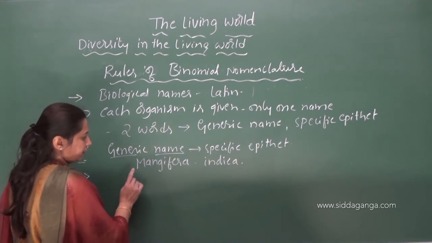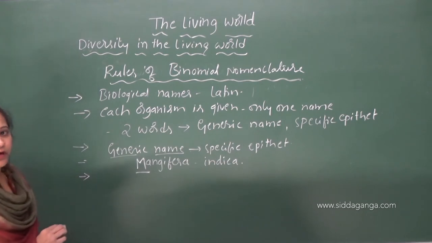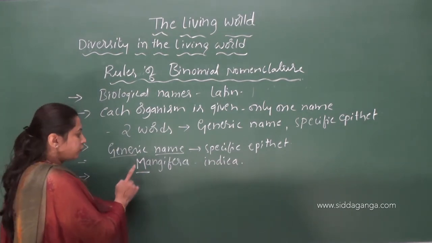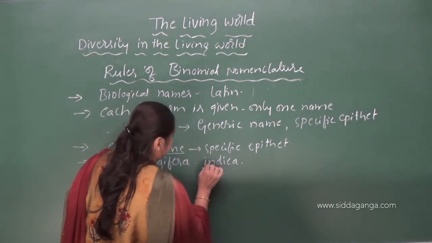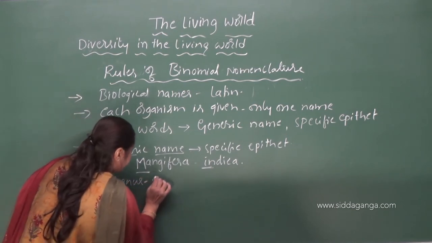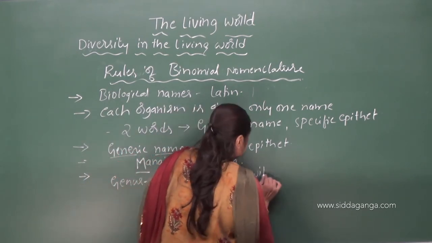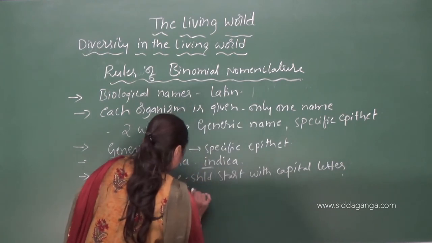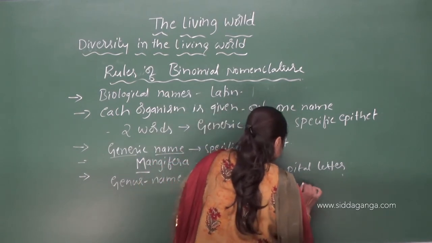So it is the generic name or the genus name. The first letter of the genus name or generic name should be written in capital letter. You remember that, the first letter of the genus name should always be written in capital letter, while the species name starts with a small letter. So the genus name should start with a capital letter, whereas the specific epithet should start with a small letter.